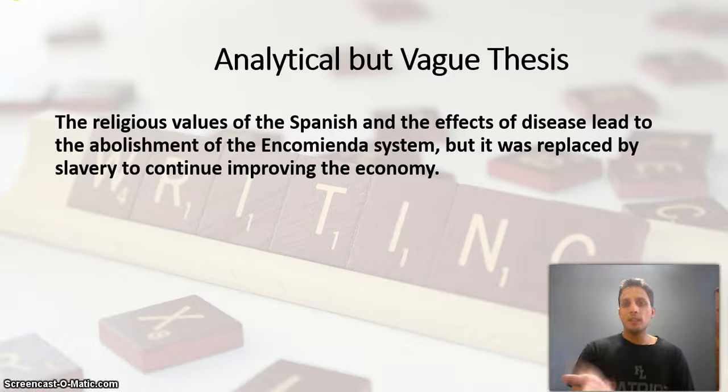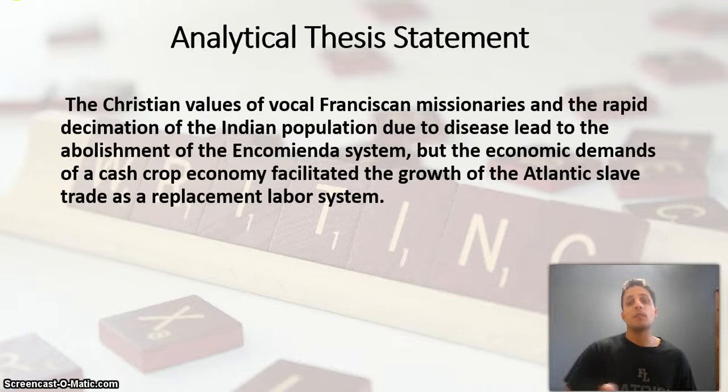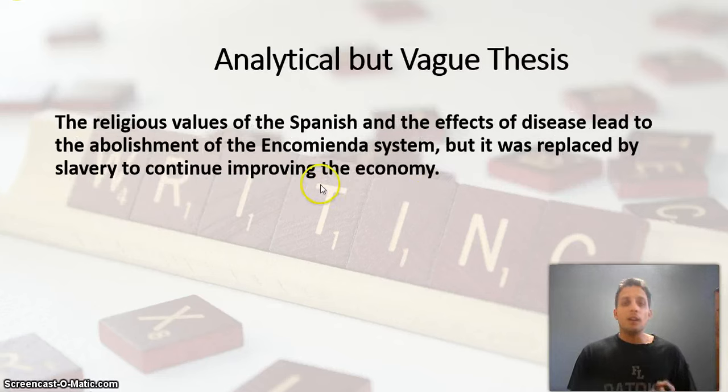So let's look at this thesis statement in comparison to the first thesis statement. They both basically say the same thing. They're both saying that religion plays a role in why they got rid of it, that disease is leading to the decline, and that slavery replaced it. But then the need for the economy replaced it.